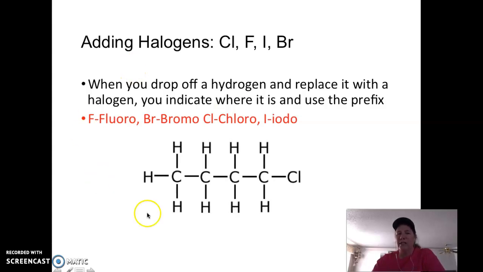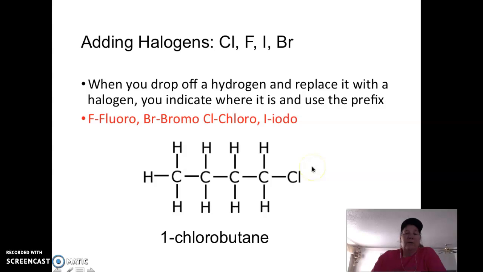But if you look at this one, 1, 2, 3, 4, that's butane, but we're missing a hydrogen here. We dropped it, so that you could write just chlorobutane because it's on the first one, or you can write 1-chlorobutane. Okay, and again, now if there were 2 chlorines, I'd write 1,1-dichloro. If there were 4 chlorines, you'd say where they're at. Let's say there was a chlorine here and a chlorine here and a chlorine here and a chlorine here. I'd write 1,1,2,2-tetrachlorobutane. So you have to say, just like you did with methyl groups and ethyl groups and everything, just say where they're at.